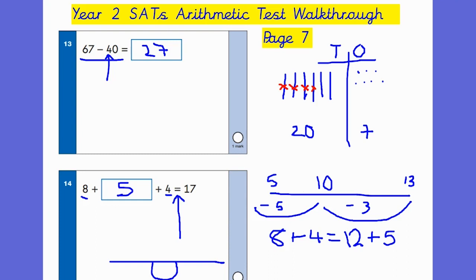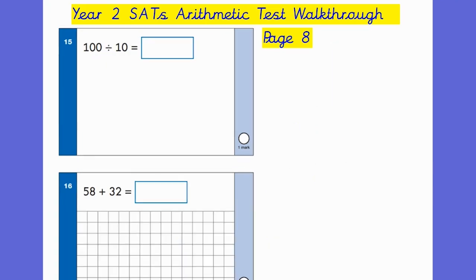Okay, let's move on. Question 15 and 16. This is page 8 of the paper. We've got an interesting question here, 100 divided by 10. Now, you would never teach the children really in year 2 about the place value chart. The tens and ones grid you would show them, but not a place value chart where you're moving the numbers backwards and forwards. So what they're basically doing here is if you had 100 and you share that out between 10 friends, how much does each friend get?